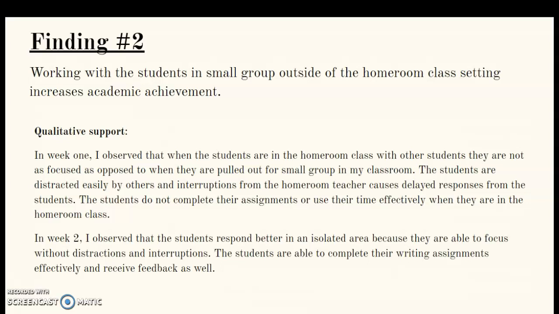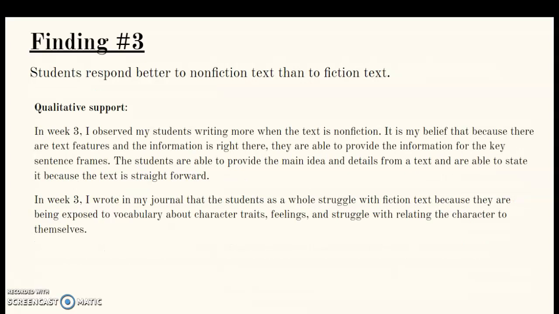In week 2, I observed that the students respond better in an isolated area because they are able to focus without distractions and interruptions, and the students are able to complete their writing assignments effectively and receive feedback as well.